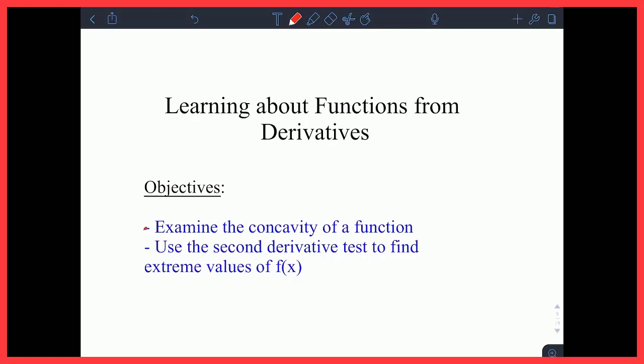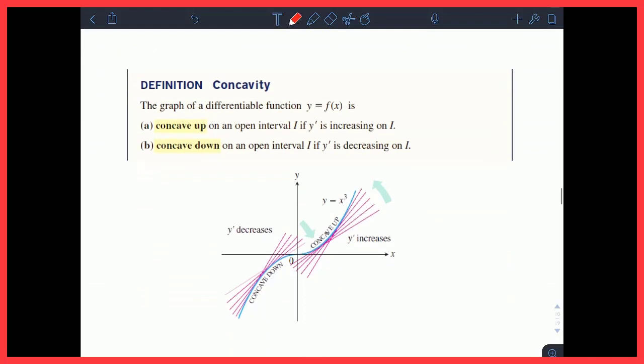Objectives of this video: to examine the concept of concavity and to use the second derivative test to find extreme values of f of x. Let's jump in. So, first up, definition of concavity.